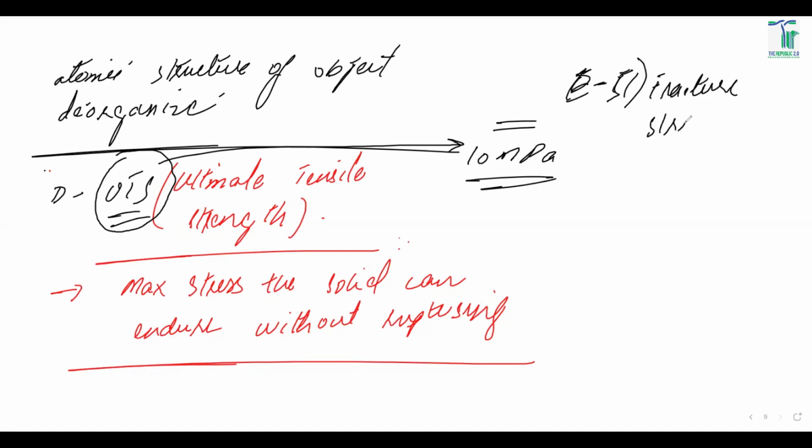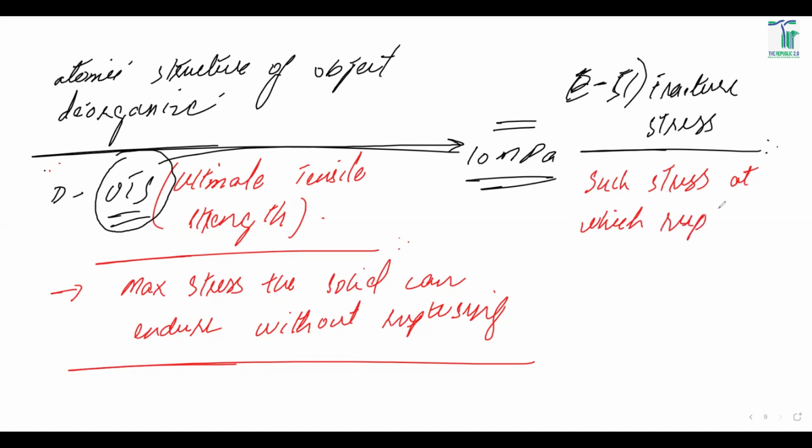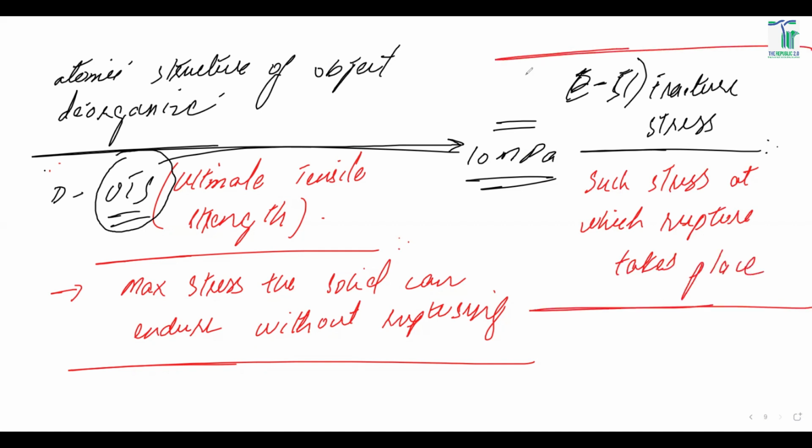And what is the fracture stress? It is the stress at which the material breaks down, right? Such a value of stress at which the rupture takes place. Did you get that? So that is what you call the fracture stress, the point E on the curve. So these are the points that we need to know, Asad, on a fracture curve, right?